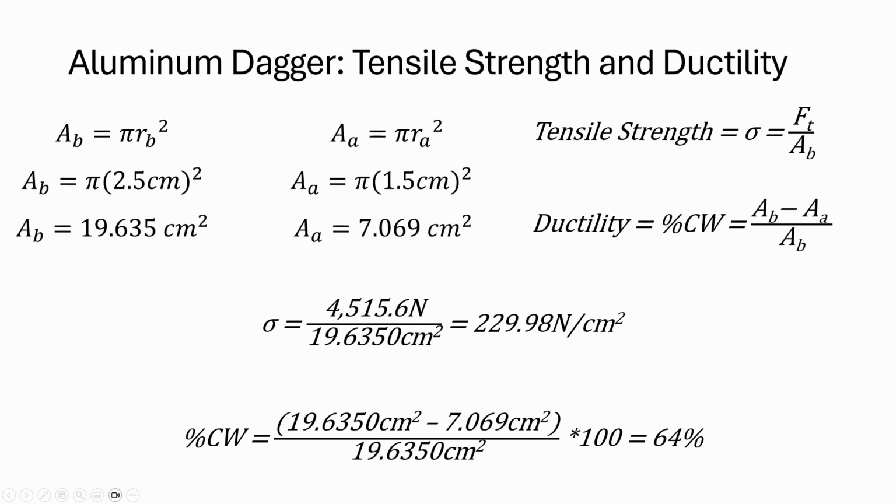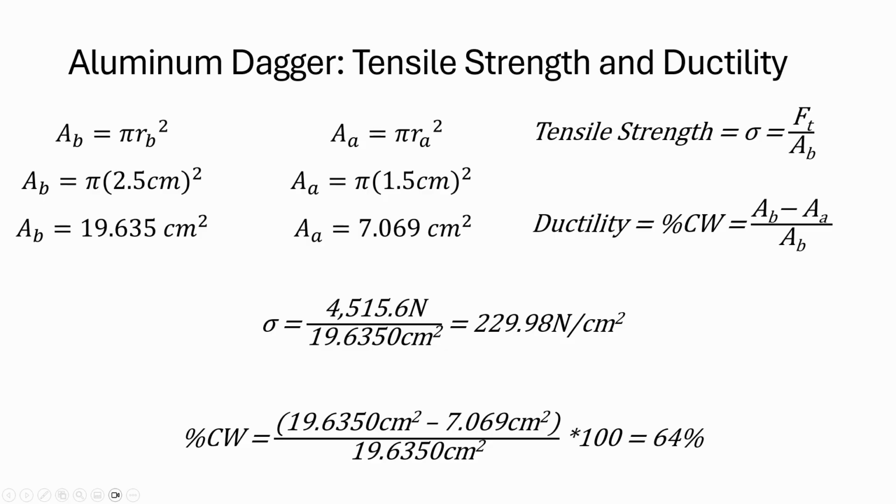To solve for tensile strength, we will use the formula force tension divided by the original cross-sectional area. In order to solve for the tensile strength, we first need to solve for the original cross-sectional area. We will use the formula pi r squared, as this dagger is a cylindrical shape which has a side profile of a circle. We will do pi times 2.5 centimeters squared to get 19.635 centimeters squared. We can now divide the force tension, being 4,515.6 newtons, which we got from the first lab, by 19.635 centimeters squared, the original cross-sectional area that we just solved for, to get a tensile strength of 229.98 newtons per centimeter squared.